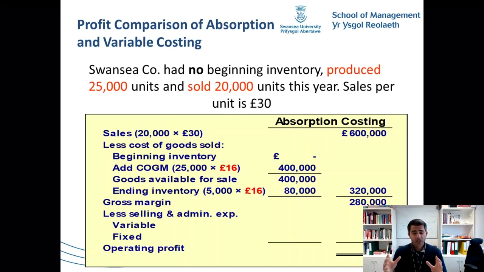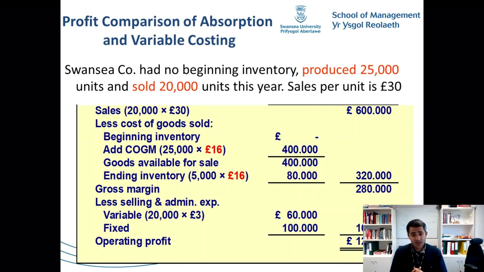Now, we are going to cover the period cost element. If you remember in the first slide, the period cost element includes all the period costs, which is the non-manufacturing cost. And in the question, if you go back to the question, what we have here is the selling and admin expenses. We have 60,000. Why 60,000? Because the question tells you that the variable selling and admin is £3 per unit. So that £3 per unit, you need to multiply by what? You need to multiply it by 20,000 units. Why 20,000 units, not 25,000 units? Remember, when I say variable selling expenses, I'm talking about units sold.